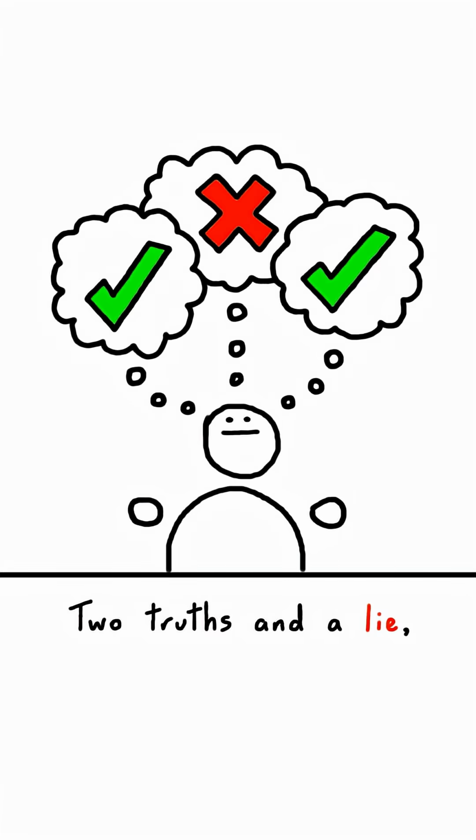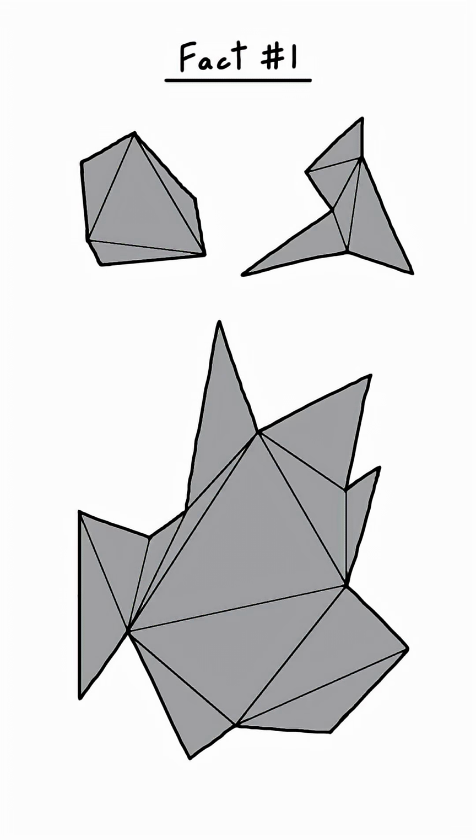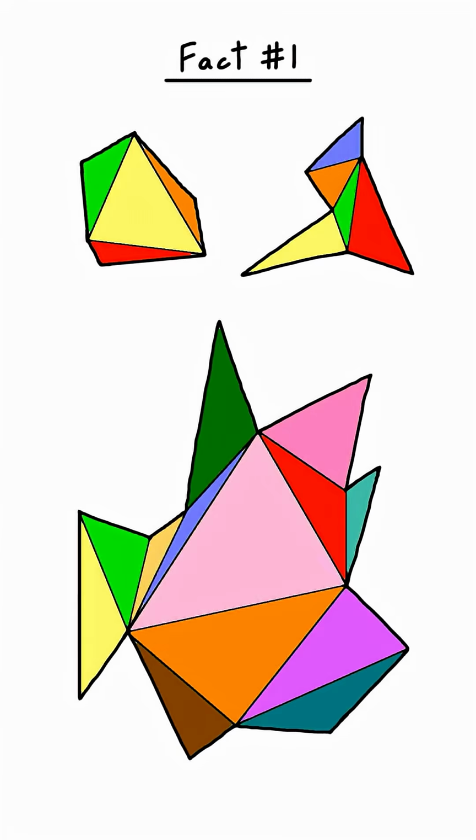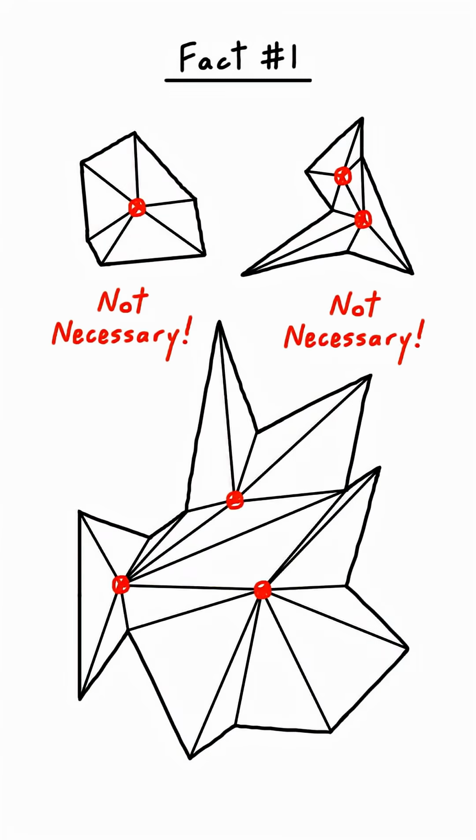Two truths and a lie, but with math. Can you spot the fake? First fact: every polygon can be triangulated, meaning completely divided into triangles only. You don't even need to add extra vertices.